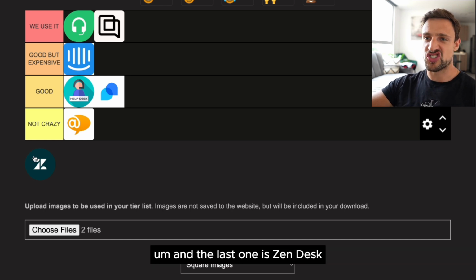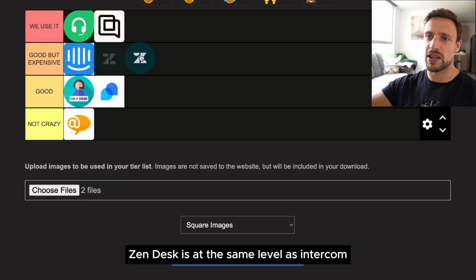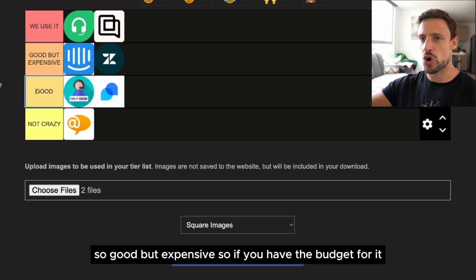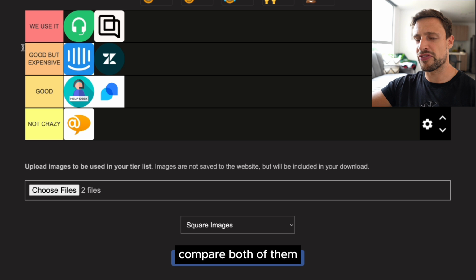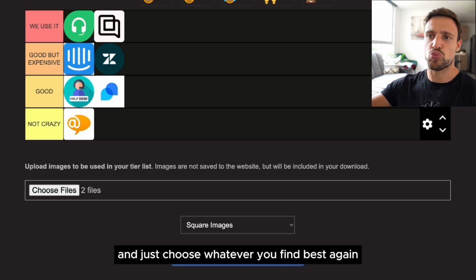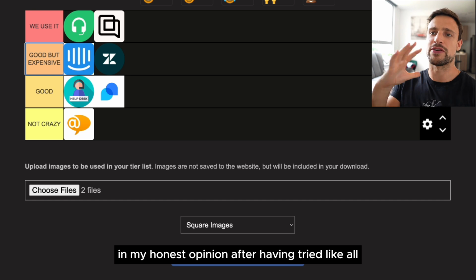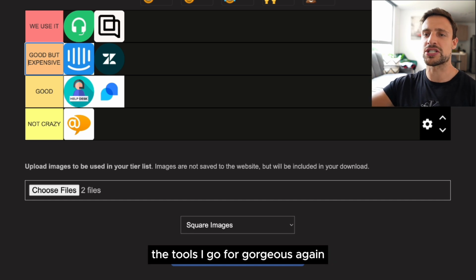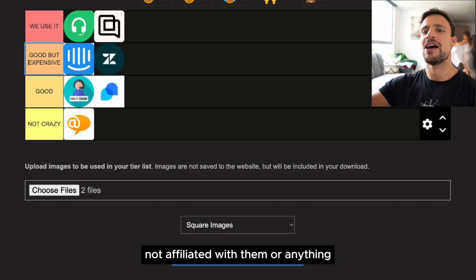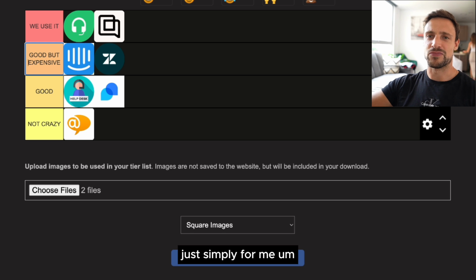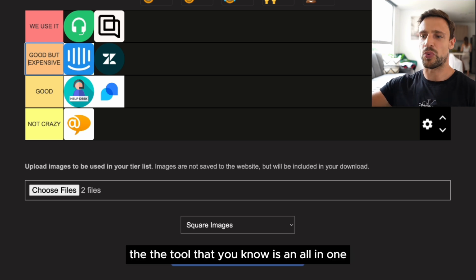And the last one is Zendesk. Zendesk is at the same level as Intercom in my opinion, so good but expensive. So if you have the budget for it, compare both of them and just choose whatever you find best. Again, in my honest opinion, after having tried all the tools, I go for Gorgias. Again, not affiliated with them or anything, just simply for me, it's the tool that is an all-in-one.